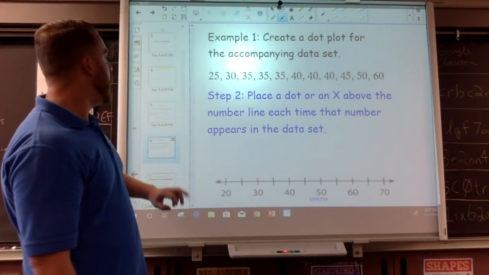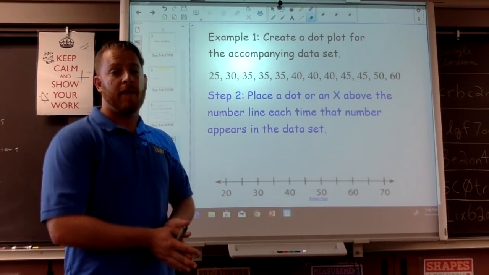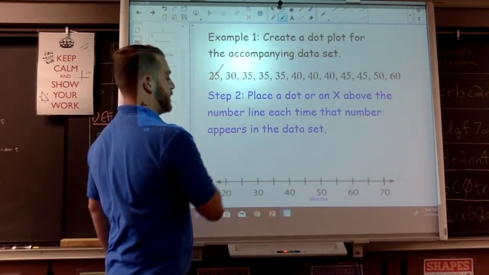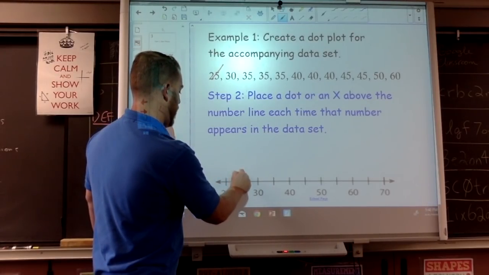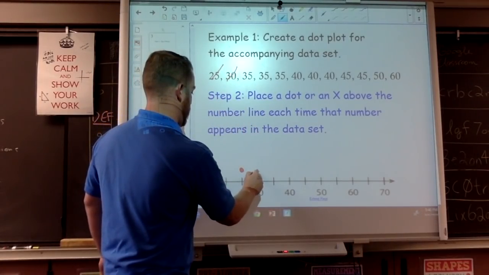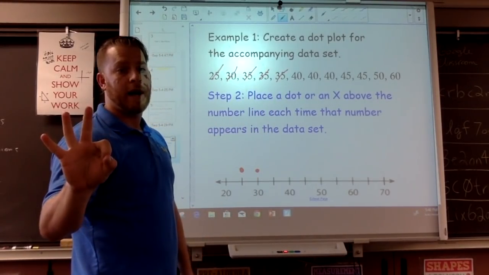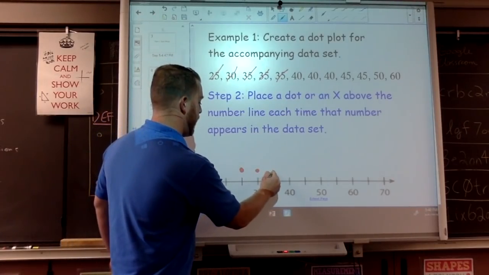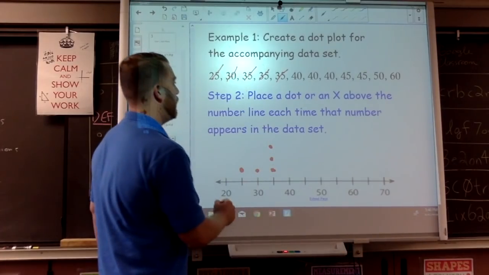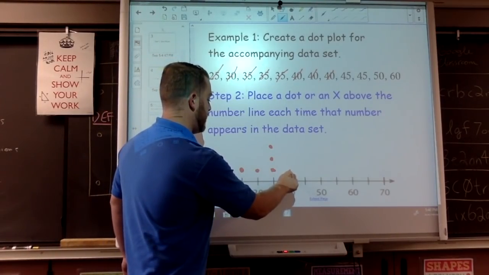All right, step 2, we are going to place a dot or an X above the number line each time that the number appears in the data set. So we'll start here with number 25. Cross it off so we don't mistake it. And I'm going to put a nice big dot above 25 on my number line. And I'll do the same thing for 30. Nice big dot. And here we have 1, 2, 3 35s. So we're going to put 3 dots above the number 35. And we're going to be very careful. We're going to make sure that we space those dots evenly above each other. And 1, 2, 3 40s. And again, we're going to make those dots nice and evenly spaced.